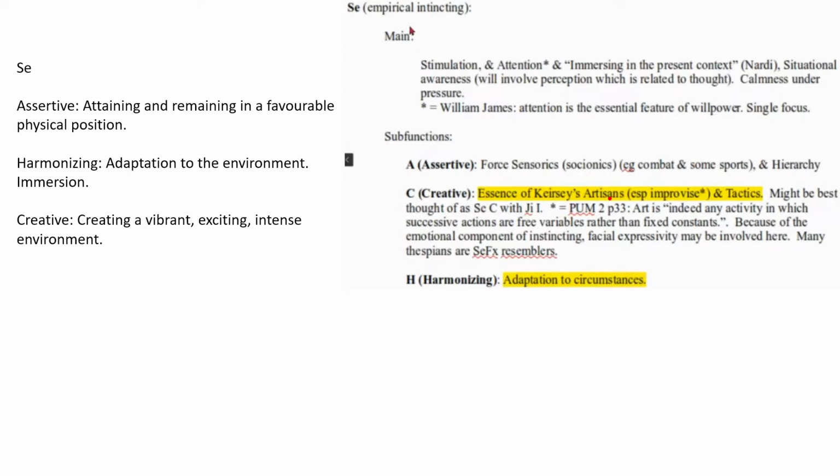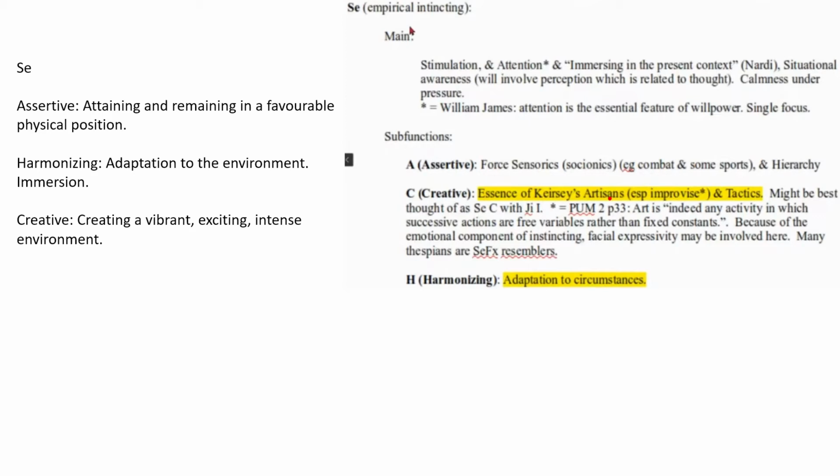I think that's fairly self-explanatory. That's what I've been trying to do with the wording. So it's being aware of your surroundings. It's being near the door, kind of thing. You want to be physically in a place where you can do the most or be most effective. If you're at a concert, you want to be at the front. That sort of thing. Harmonizing, adaptation to the environment.